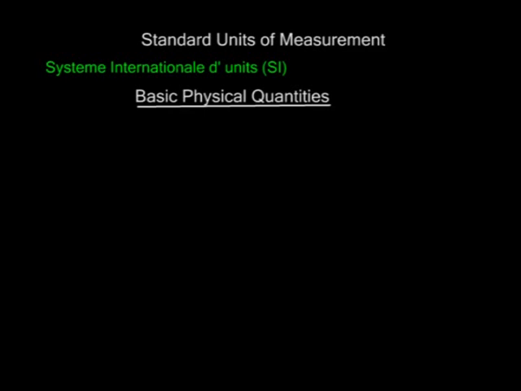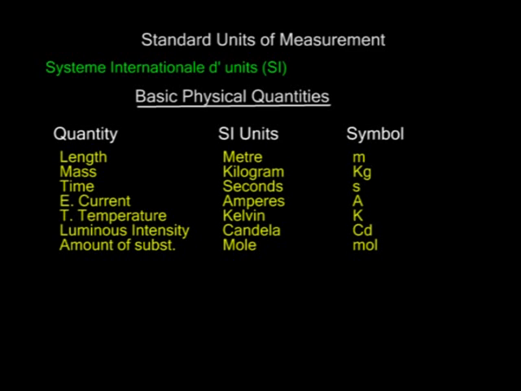In 1960, a convention of scientists in France agreed on one international system of units to be used, the Système International des Unités, French for International System of Units, abbreviated SI in all languages. In this system, there are 7 basic physical quantities: length, mass, time, electric current, thermodynamic temperature, luminous intensity, and amount of substance. According to this system, length is to be universally measured in meters.